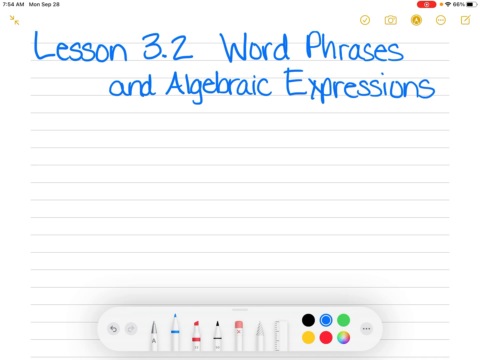Hi everyone. Today we are doing lesson 3.2 and that is on word phrases and algebraic expressions. So first we are going to talk about what it says up here, some word problems. So the words you're going to see instead of just numbers today, which you usually see in math.